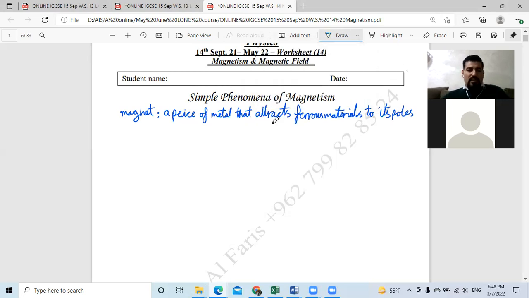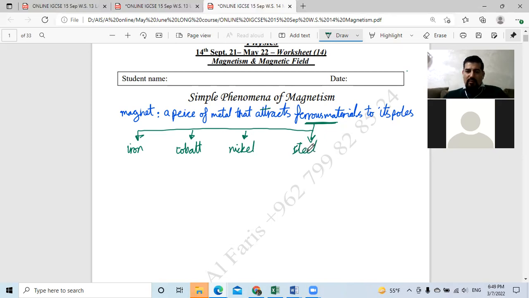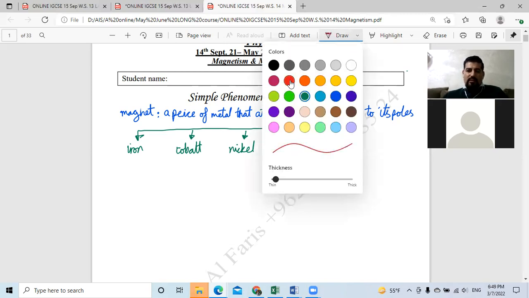No problem. Okay. Now, when we say that, that means we have something called ferrous materials. What are the materials that the magnet attracts, and what are the ferrous materials? We have 4 different ferrous materials. Who can tell me what they are? Cobalt, nickel, and iron. Exactly. Iron, cobalt, nickel, and what? Steel.